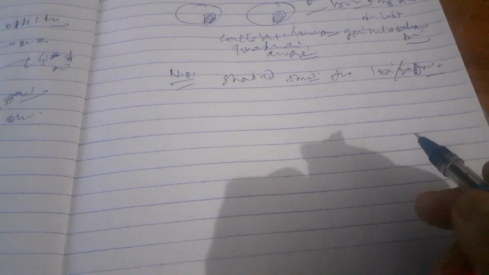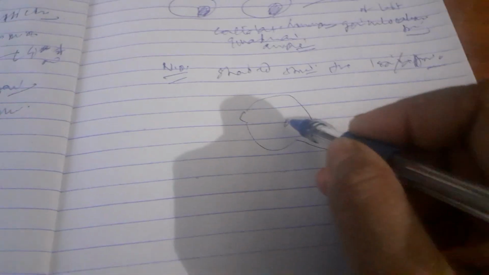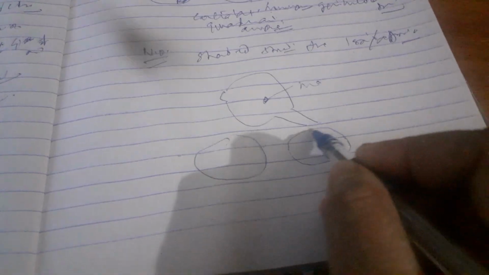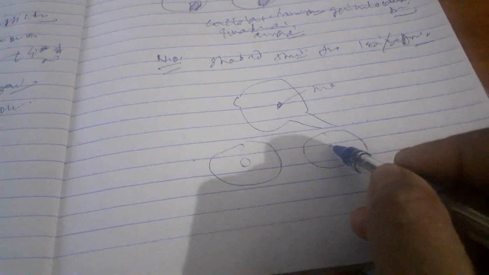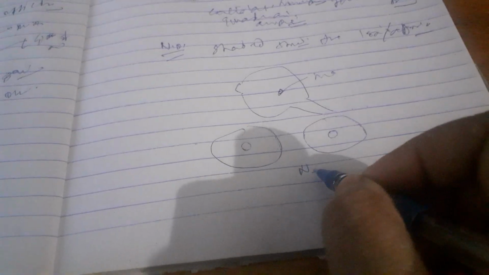So this is all about the visual pathway. Thank you. Now coming to the macula. This is the eyeball. This is the optic nerve. Here is the macula. In the normal eye, there are only cones present in the macula. So this is the normal state. From all sides, we see with the macula.